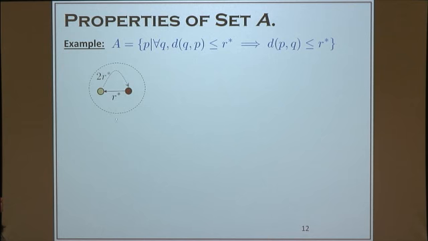So for the maroon point, the only other point that we have in this set is a point that has a distance 2r to it. So for P equal to the maroon point and Q equal to the beige point, this is always false, because there is no point that has a distance of less than r star to P. So because the premise is false, this statement is always true. And our maroon point is in the set A.